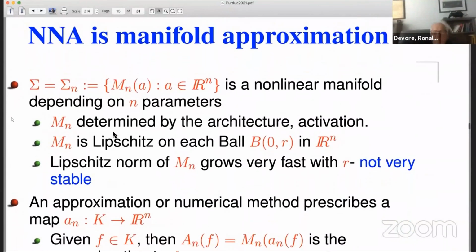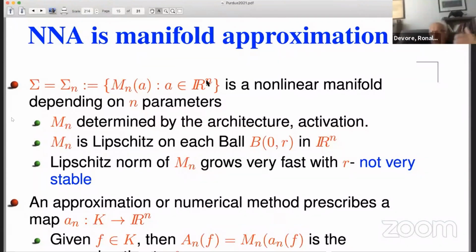Okay, so let's first take a perspective on what neural net approximation is. In neural net approximation, what we do is we prescribe an architecture for the neural net, and we prescribe an activation function sigma for the neural net. Once we do that, if we look at the functions that are created by varying the parameters, as you vary the parameters of the neural network, and let me call n the total number of parameters you're using.